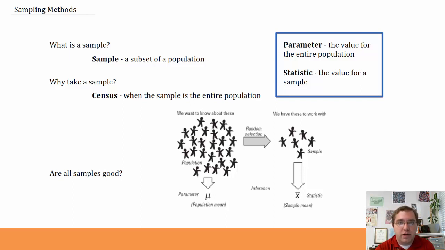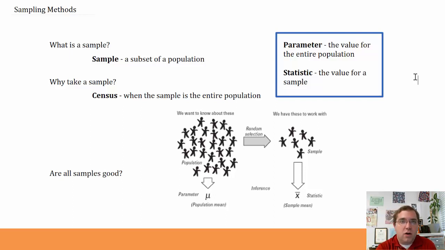There's some population that we want to know about. A sample is a group within that population, a subset of that population that we are going to study, that we're going to measure. The sample gives us a statistic. The statistic is the value for the sample itself. The population, though, has its own value called the parameter.